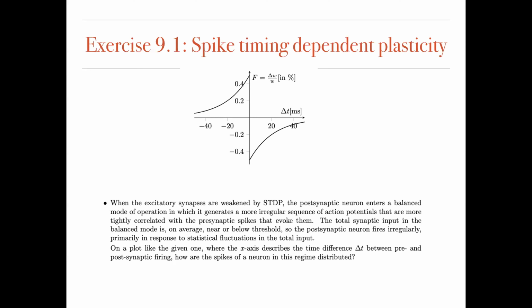And so the weights will tend to become more positive, because on average, for many presynaptic spikes you will have one postsynaptic spike. And so you will be on the left side of the curve. I hope that makes sense. And so the weights will be potentiated.